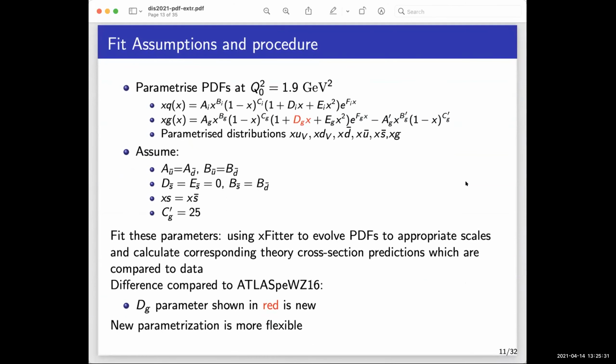So here are the fit assumptions and procedure. These are fairly standard in ATLAS fits. We have our ansatz of the PDFs as a function of x at the starting scale, which is 1.9 GeV squared. And then we parameterize the up valence, down valence, d bar, u bar, strange, and gluon. And we make some assumptions that give sensible behavior of various parts, which are given there. And then we fit the parameters and evolve to the scales, calculate the corresponding theory cross sections, and do the fit. Compared to our old fit, we essentially added this new DGX term, which is highlighted in red, which gives a bit more flexibility to the gluon.